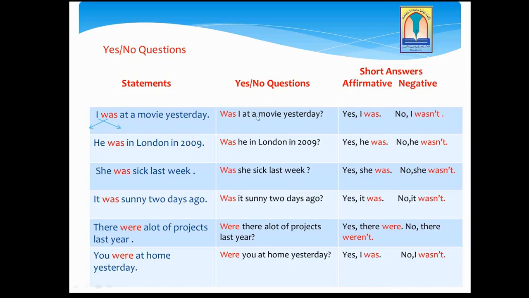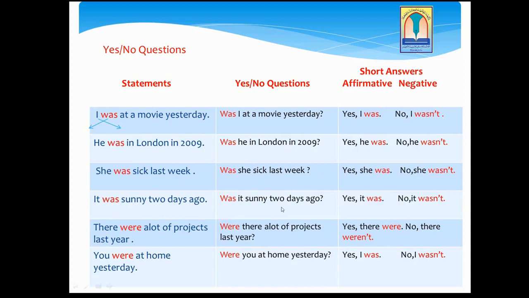Was I at a movie yesterday? The same here is followed. He was in London in 2009. We replace the verb with the subject and the subject with the verb, so that we have the question that begins with was. Was he in London in 2009? She was sick last week. Was she sick last week?